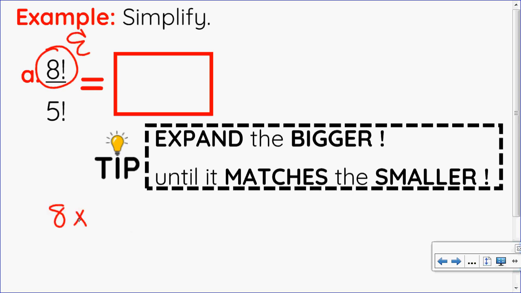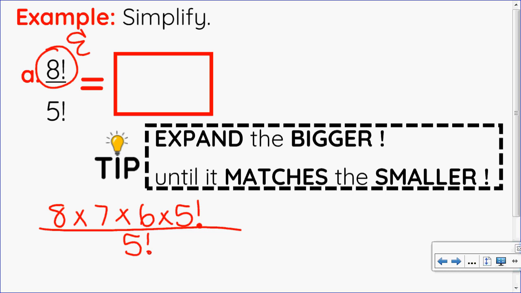So I start at 8 and I go 1 less is 7, 1 less is 6, 1 less is 5. Ooh, I have a match, so I'm going to stop there. 5 factorial all the way down to 1. And I have a 5 factorial on the bottom. So on the top, I do have 8 factorial, which is 8 times 7 times 6 times 5 factorial, which continues to 1. But I now know 5 factorial divided by 5 factorial is 1. So I'm really just left with 8 times 7 times 6, which I can plug into my calculator and get 336.